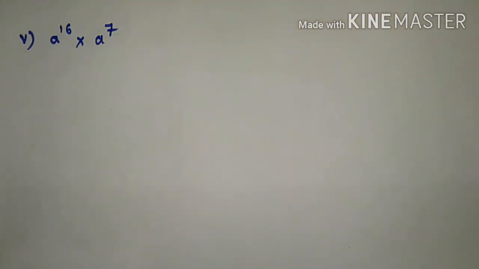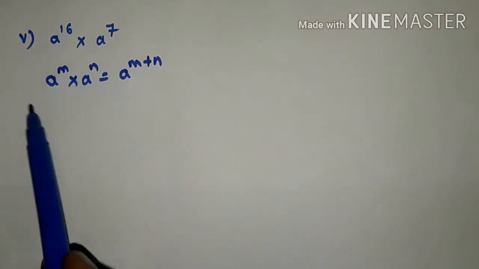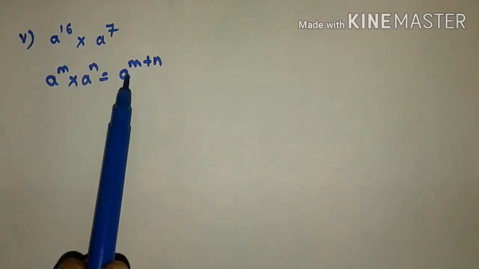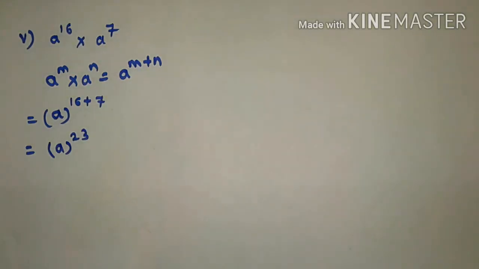Next is a raised to 16 multiplied by a raised to 7. So here the base is a, indices are different. So we will use this law, a raised to m multiplied by a raised to n is equal to a raised to m plus n. A raised to 16 plus 7. That is, the answer is a raised to 23.